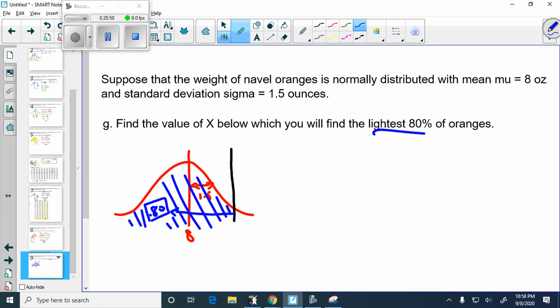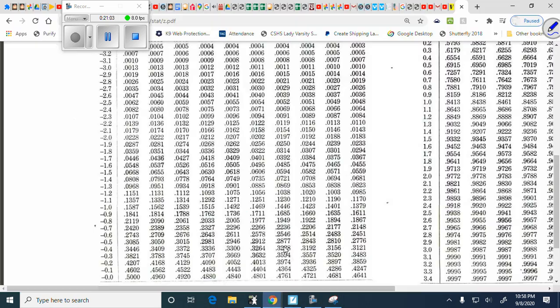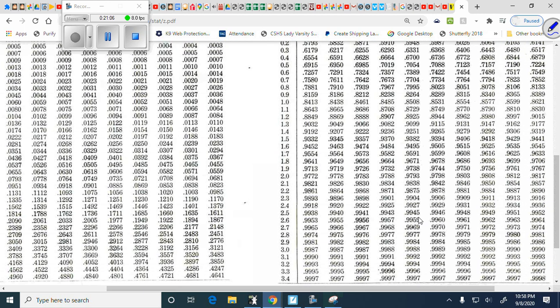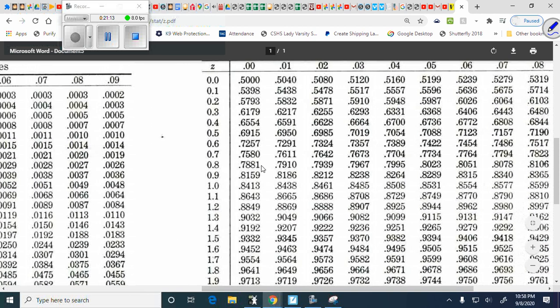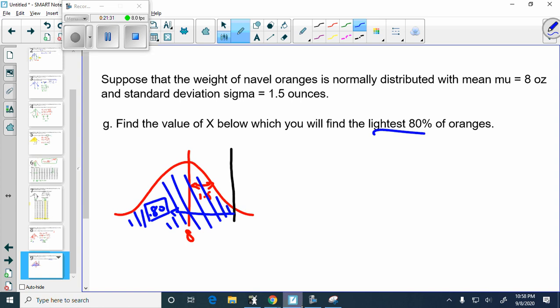Now I'm on the inside of my graph right here. So I'm going to look on the inside of this table for the number that's closest to 0.80. And as I look at this, this number here is really close to that, which means the z-score that goes with this is 0.84. So in terms of z's, this number is 0.84.